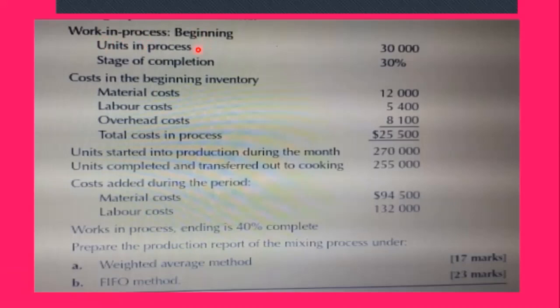Right, we have it here. We are given the units in process at the beginning of the period, no dates are given. Stage of completion is 30%. The cost of these 30,000 units is materials 12,000, labor 5,400, and overhead costs 8,100, giving you a total cost in process of 25,500.